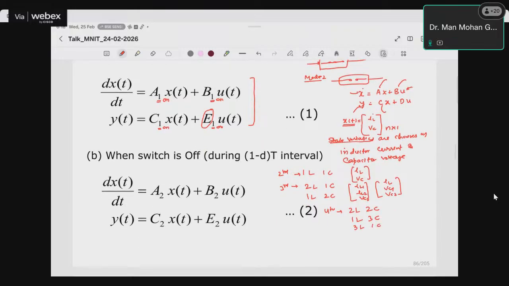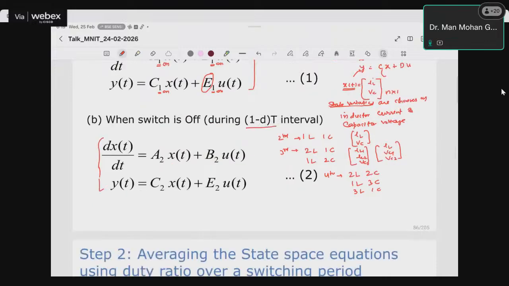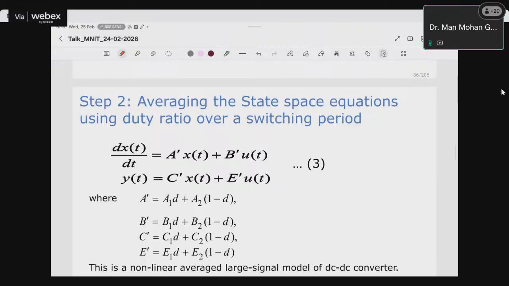Similarly, when the switch is off, and the duration for that is (1 minus d) into t, we again write the state space model for this converter, in the same form: dx/dt equals A2 x(t) plus B2 u(t), y equals C2 x(t) plus E2 u(t). So these two models are obtained individually. Now, the next step is averaging of these state space models.